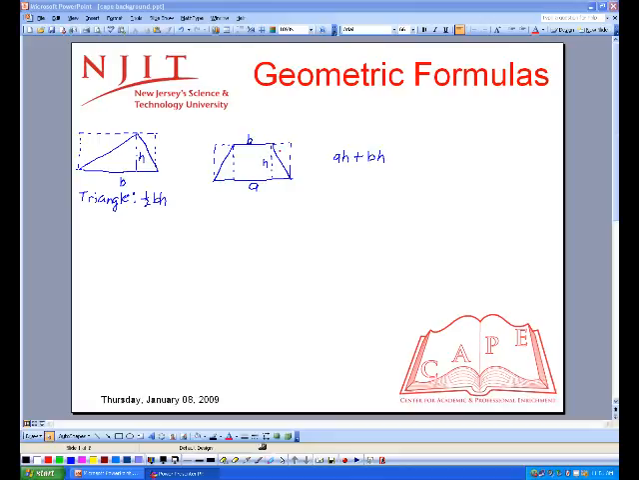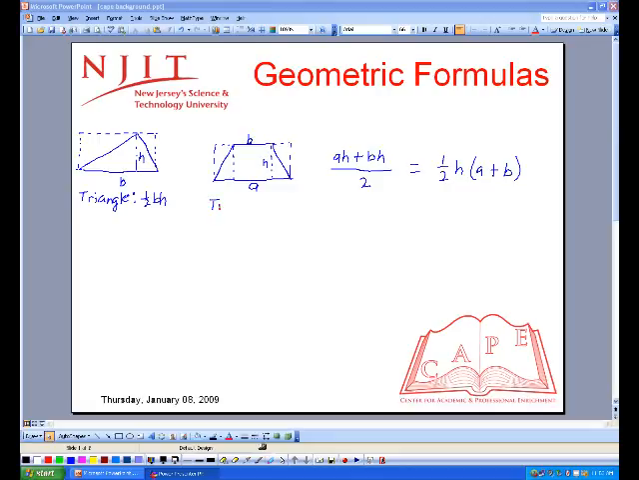Now the trapezoid will be an average of these two areas. So we have AH plus BH. We want the average, so we divide it by 2. So we get the formula 1/2 h times A plus B.